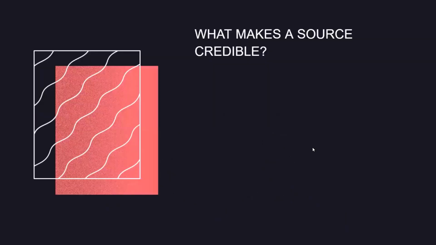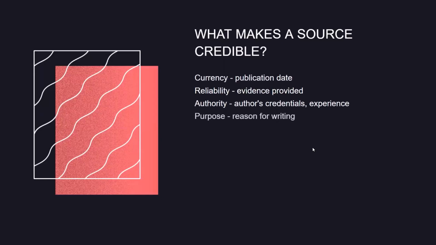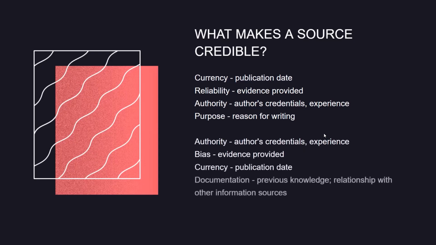So what makes a source credible? Typically, we would think about the CRAP test, which is currency, reliability, authority, and purpose. You might also have heard of authority, bias, currency, and documentation, so the ABCD test. Some people just do the first three, authority, bias, and currency, so ABC. If there is a checklist for evaluating a source, a librarian has probably come up with it. It's out there.